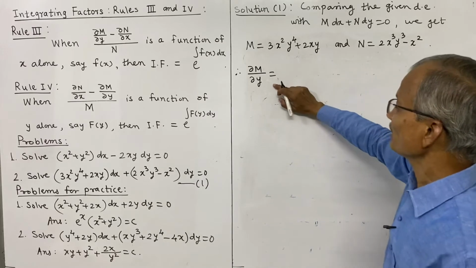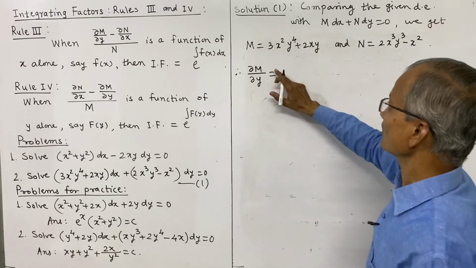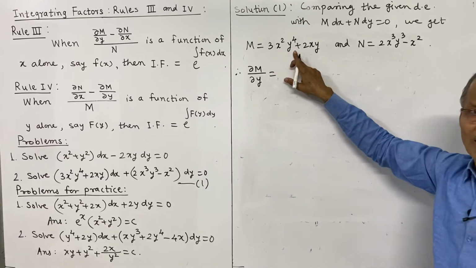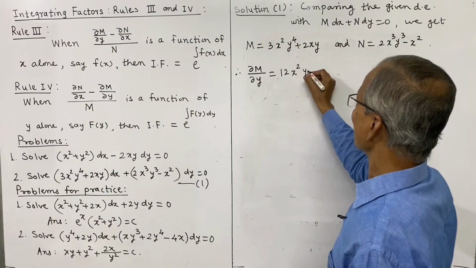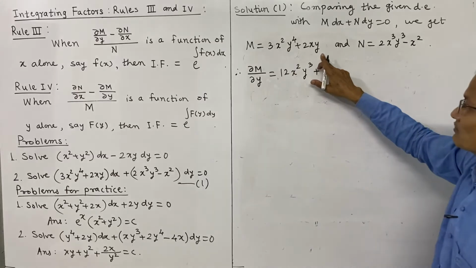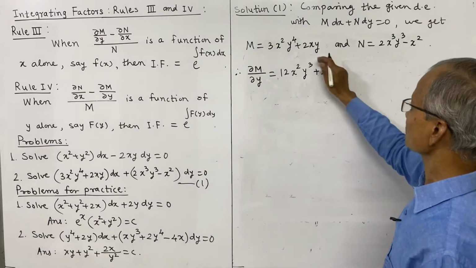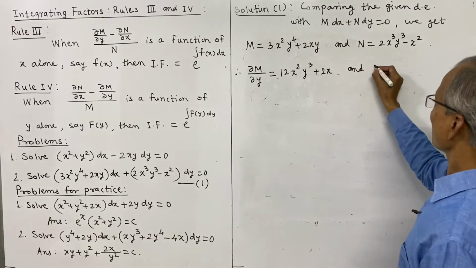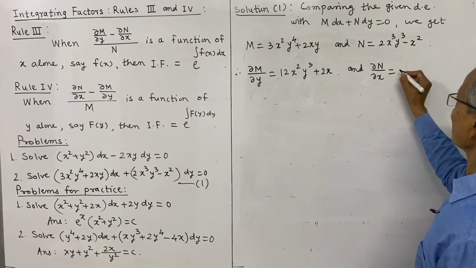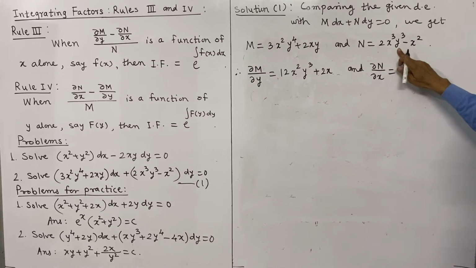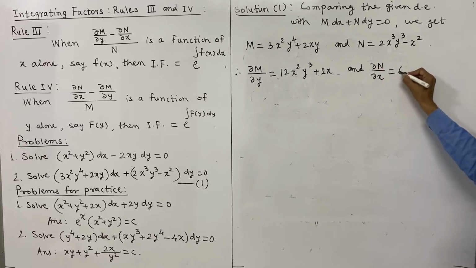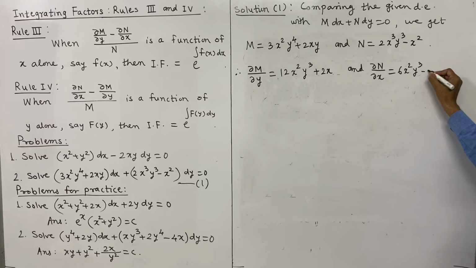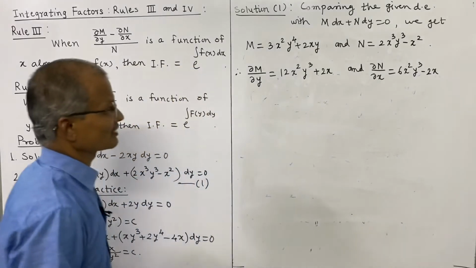It is easy. When we differentiate with respect to y partially, x is constant, so 3x square is constant, and the derivative of y power 4 is 4y cube. 4 into 3 is 12, so 12x square y cube, plus the partial derivative of 2xy with respect to y: 2x is constant, derivative of y is 1. And what is the partial derivative of N with respect to x? With respect to x, y cube is constant, and the derivative of x cube is 3x square. 3 into 2 is 6x square y cube minus 2x. So this is the partial derivative of N with respect to x.